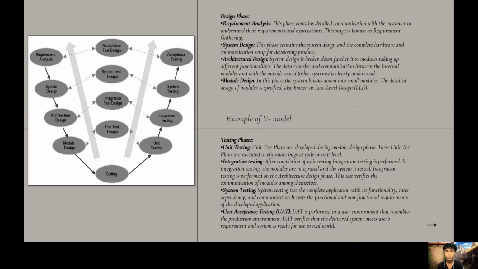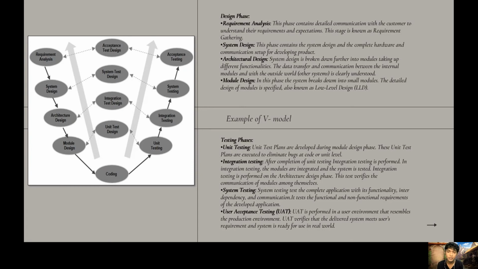The module design. In this phase, the system breaks down into small modules. The detailed design of the modules is specified, also known as low-level design or LLD. In the testing phase, we have unit testing, integration testing, system testing, and user acceptance testing.